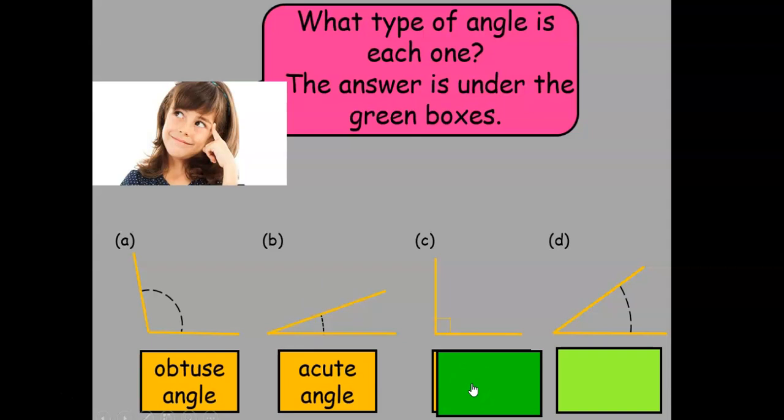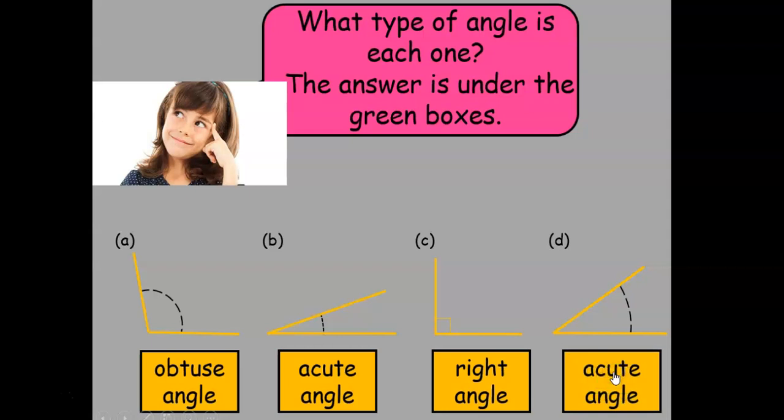Let's move to C. 3, 2, 1, and yeah, it's a right angle, completely and exactly 90 degrees. And finally, let's have a look at this angle here. Are you ready? 3, 2, 1, and yes, that's an acute angle again, because once again it is less than 90 degrees. How did you do? Shall we have another go?